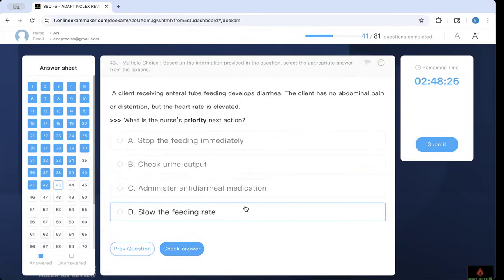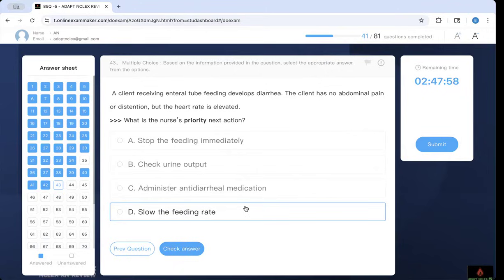A client receiving enteral feeding developed diarrhea. This is my favorite question, my favorite critical thinking question. The client has no abdominal pain or distension, but the heart rate is elevated. What is the nurse's priority action? Stop the feeding immediately, check urine output, give them anti-diarrhea medication, or slow the feeding rate.